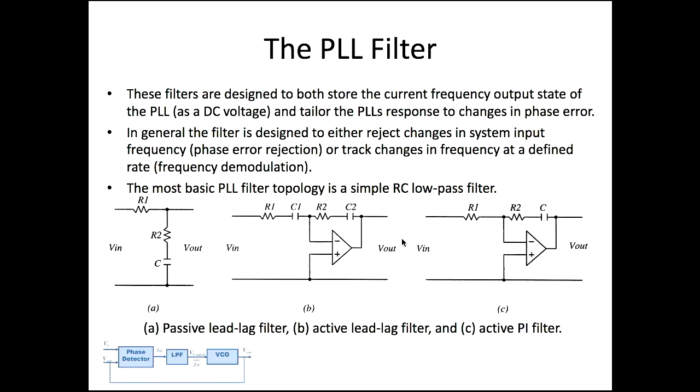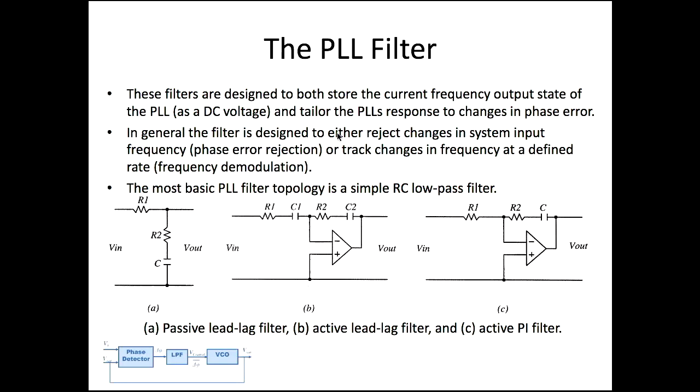So here, why do we need a low pass filter? That's my question. These low pass filters are designed to both store the current frequency output state of the PLL and tailor the PLL's response to changes in phase error. It means when you connect the phase detector to the low pass filter, the error is coming. That error voltage you need to smoothen, and then you have to connect it to the VCO, because the VCO needs a DC voltage. And when you have a low pass filter, the output depends upon the frequency. So that's what it says: store the current frequency output state of the PLL and tailor the PLL's response to change in the phase error.